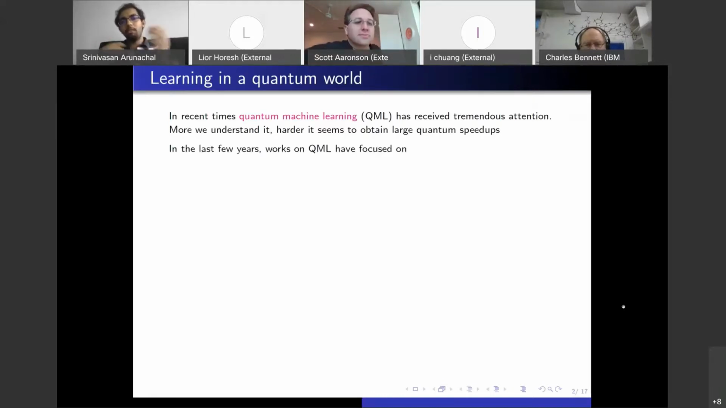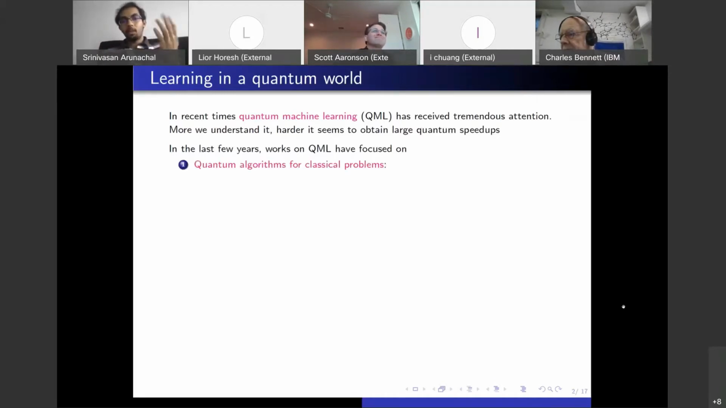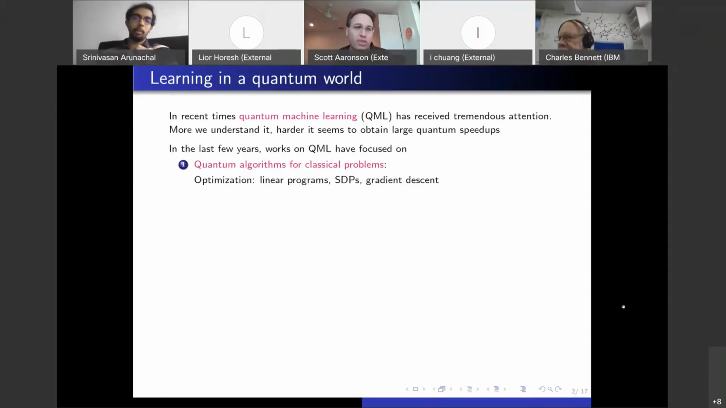Just to give you a three-bullet summary of the works that have been going on in quantum machine learning, let me quickly summarize these three bodies of work. I'm of course omitting many works, but just to motivate my work. The first is quantum algorithms for classical problems. You pick your favorite classical optimization problem, say gradient descent, linear programs or semidefinite programming. These are very well understood machine learning techniques for optimization, and we have quantum speedups for these problems.